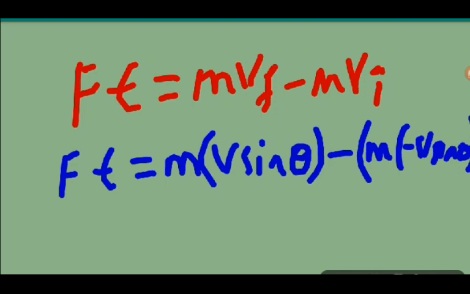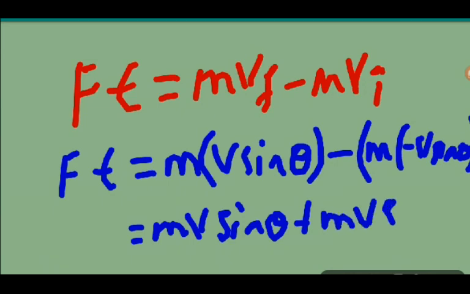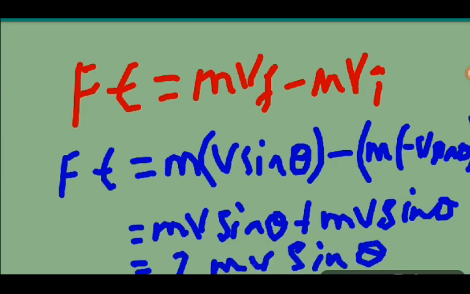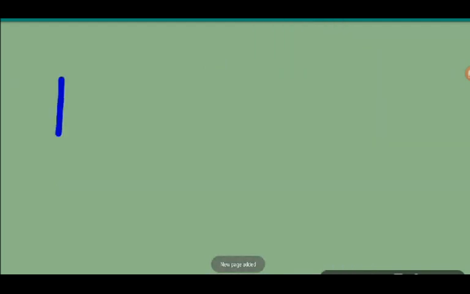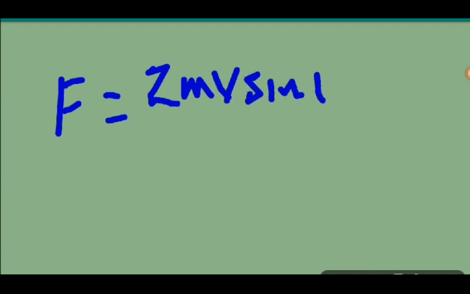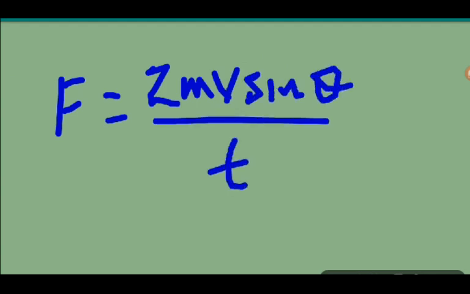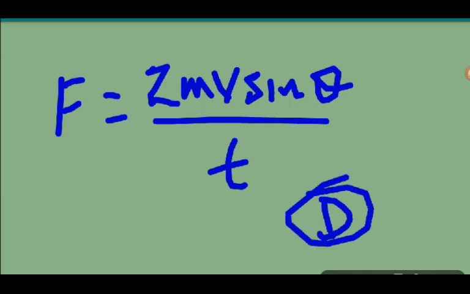Let's rewrite the result. Okay, from this consideration, mv sine theta plus mv sine theta, so 2 times mv sine theta. It's possible to take also the minus sign. So 2 times mv sine theta divided by t. This is a representation of the force. You can write it like 2 mv over t times sine theta. So the answer is D.